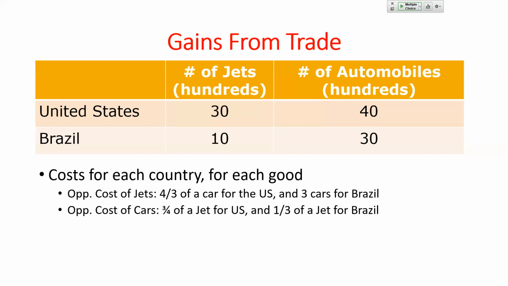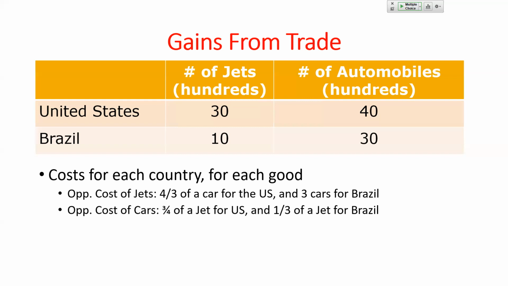How could I quickly come up with not just the cost of my X good, cars, or automobiles, but the cost of the Y good, jets? I said I could just split the numerator and denominator, or it's a reciprocal, 1 over the old cost, but probably an easier way is to just think about flipping that denominator into the numerator. So I get that the cost of a jet in the US is 4/3 of a car. The cost of a jet in Brazil is 3/1, or 3 cars. Okay? So that could be a nice easy way to quickly come up with those costs.